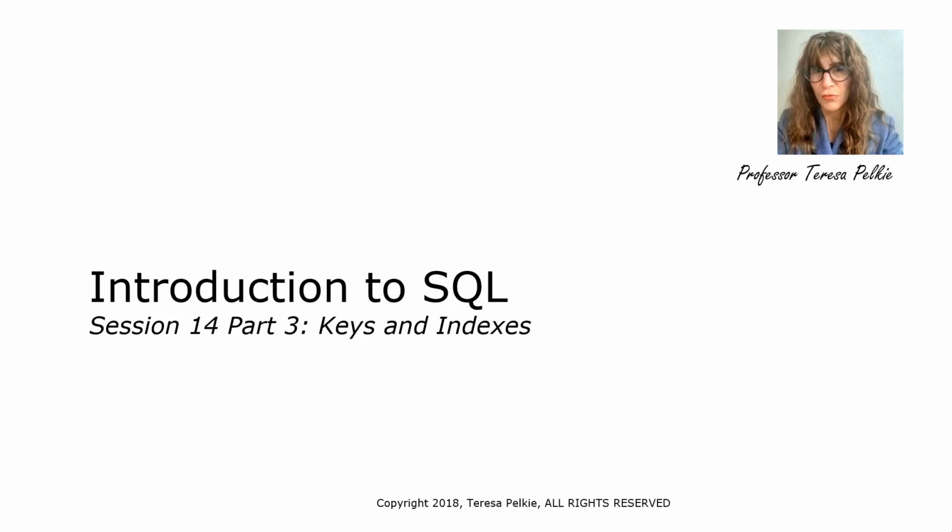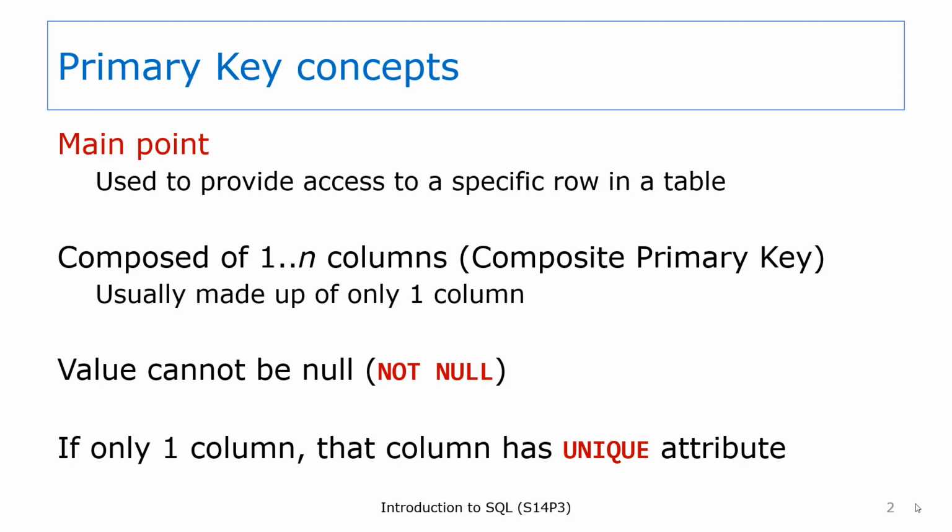This is Session 14, Part 3, Keys and Indexes. In this session, we'll go over some of the concepts of keys and indexes. You've already heard about the primary key earlier in this course. As suggested by the name primary, a primary key is the most important key for a table. The purpose of the primary key is to provide access to an individual row within the table.